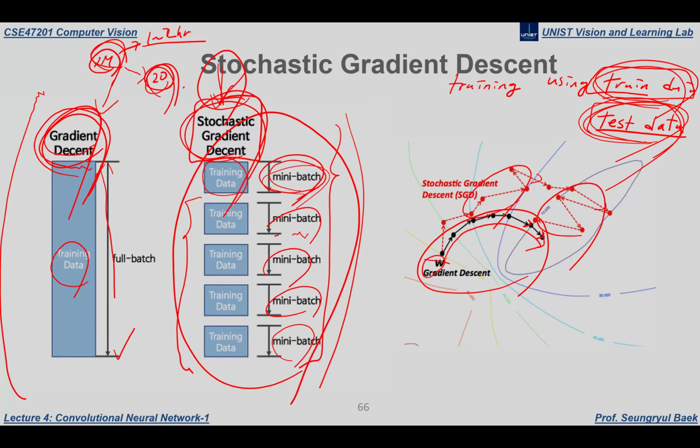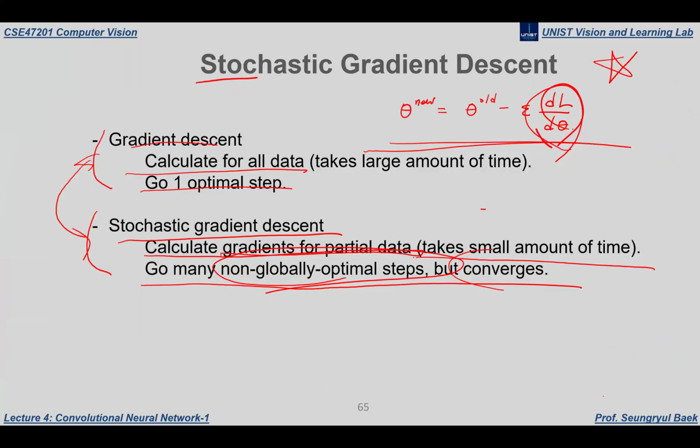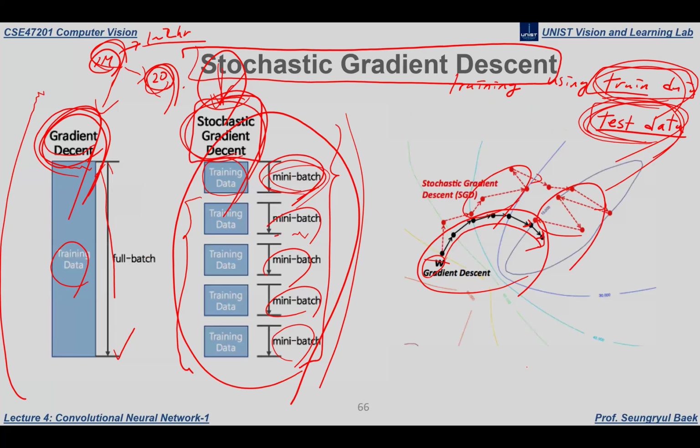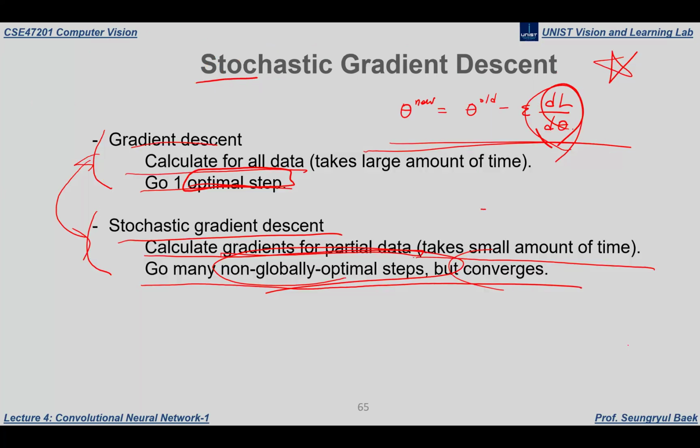So because of that, in practice, stochastic gradient descent works better than gradient descent. Gradient descent goes one optimal step, but that optimal is different from what we want. That's the important difference between stochastic gradient descent and gradient descent.